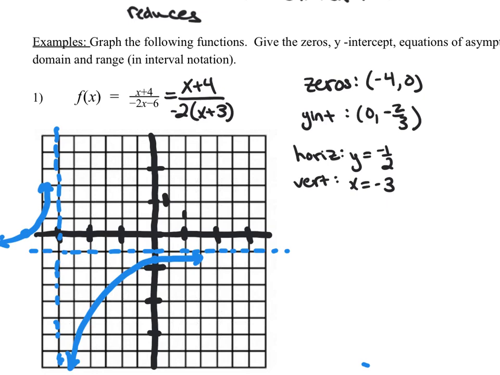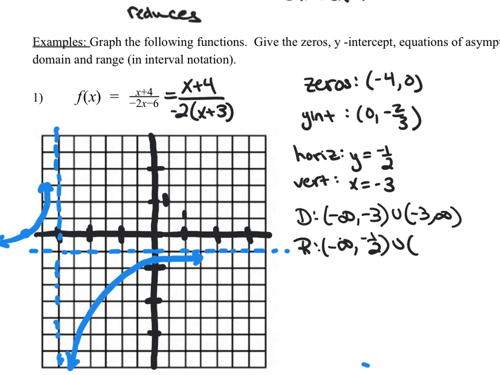The last thing we need to do is write our domain and range. Our domain is the possible x values, and really we have every possible x value except -3. So we'll write -∞, -3, not including the -3, union -3, infinity. And then for our range, the same type of thing occurs except that we don't want -1/2 for our y value, so we'll exclude it in our interval notation. And there we go.